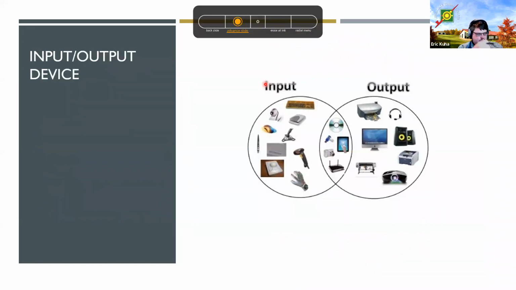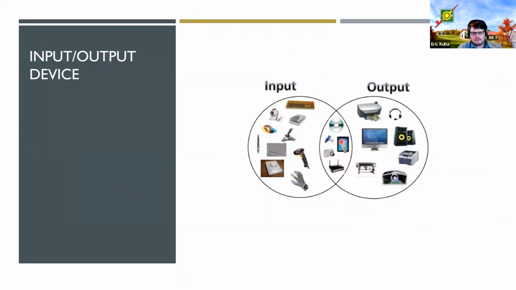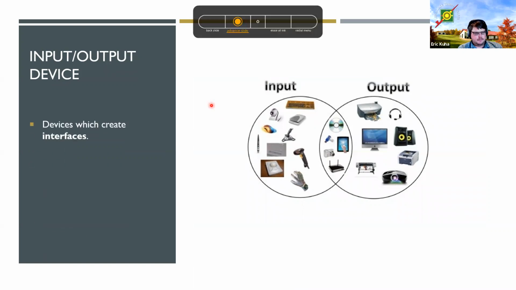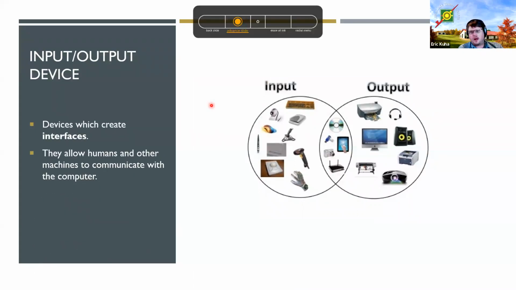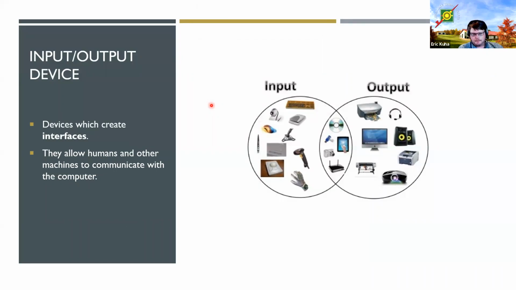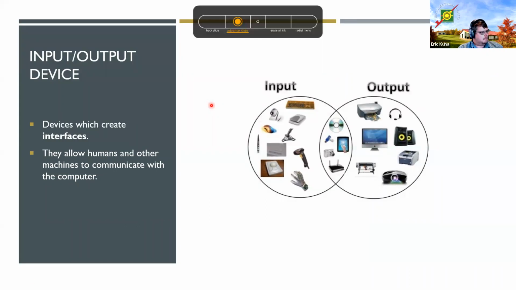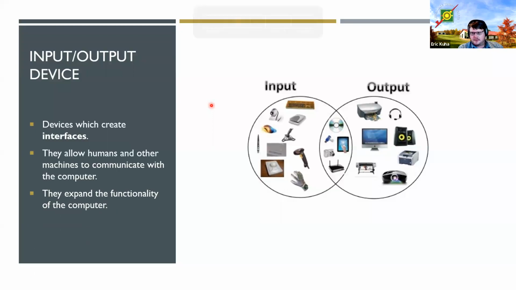So every other aspect of a computer is an input or an output device. Here's a couple of examples. Some of them are the same. So this is a Venn diagram. We have things that are exclusively output devices, and things that are exclusively input devices. We've got things that are kind of the same, like a router or a touch screen or a camera or a USB thumb drive, CD. So an input-output device is a device that creates an interface by which a human or some other machine can communicate with this computer, and thereby expand the functionality of that computer.